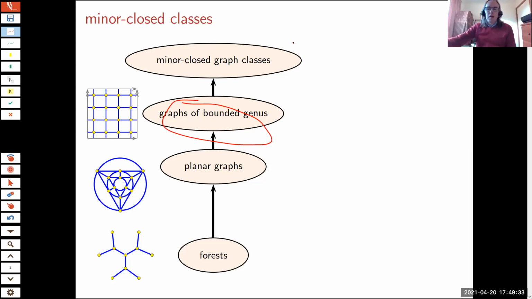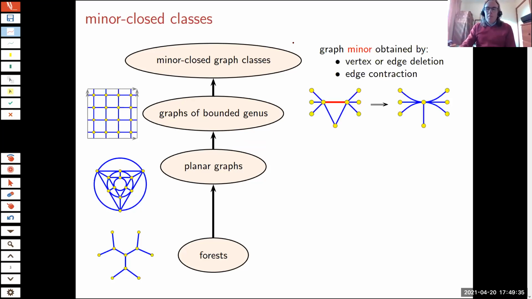So what does this word minor mean? A graph, think of it as a small graph, is a minor of a big graph if the small graph can be obtained from the big graph by vertex or edge deletions and edge contractions. So edge contractions are the important thing here. To contract that red edge means you delete the red edge and you squish the endpoints together and always replace parallel edges by a single edge. So all these are examples of minor closed classes.